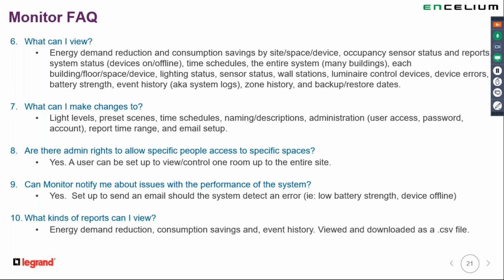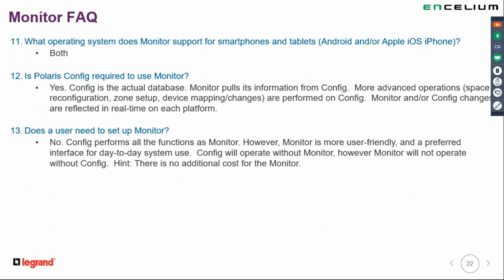And what kind of reports can I view? You can view energy demand reduction, consumption savings, event history, and you can view and download these reports as a comma-separated value, CSV file. What operating system does Monitor support for smartphones and tablets? How about Android or Apple iOS for a smartphone? Monitor supports both. So it doesn't matter if you have a tablet on Android or smartphone on iOS, both are compatible.